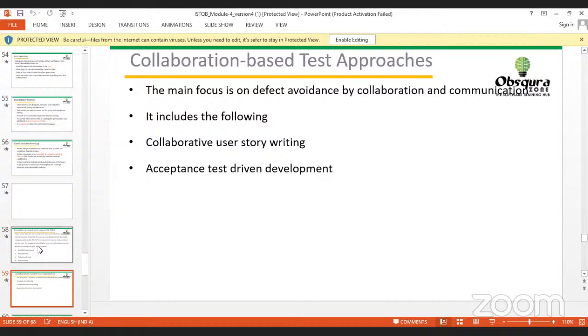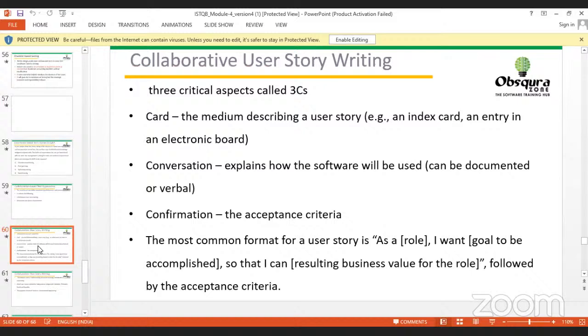The main focus is on defect avoidance by collaboration and communication. It includes the following: collaborative user story writing and acceptance test driven development. So it is collaboration and communication. All the different parties, like the stakeholders, the product owners, the developers, testers, everyone will communicate and collaborate and collaboratively write the user story. That is what is called a collaboration-based test approach.